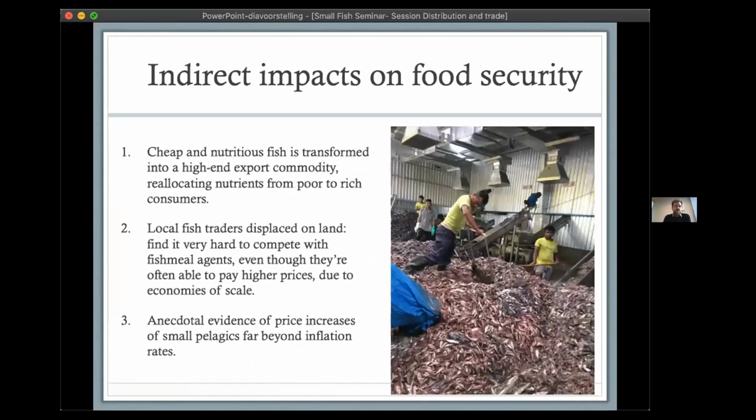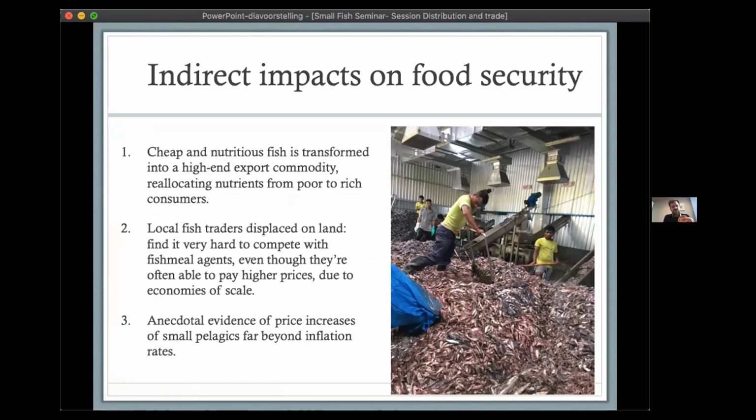Next, please. Thank you. So there are a couple of impacts here on food security, both direct and indirect. First of all, what's going on here is basically the transformation of cheap and nutritious fish into a high-end export commodity. So it essentially reallocates nutrients from poor to rich consumers, or from food insecure to food secure consumers.